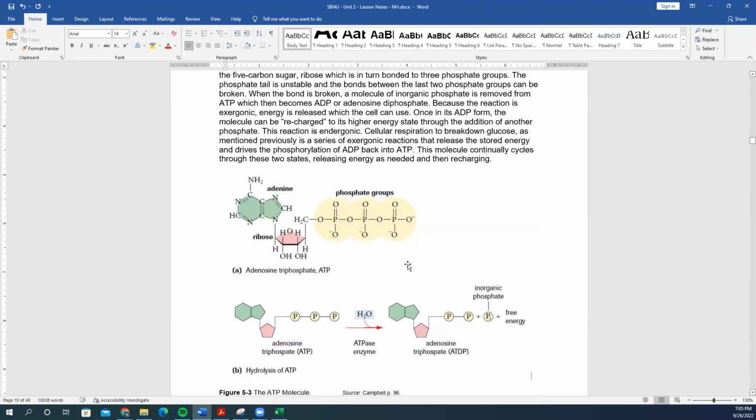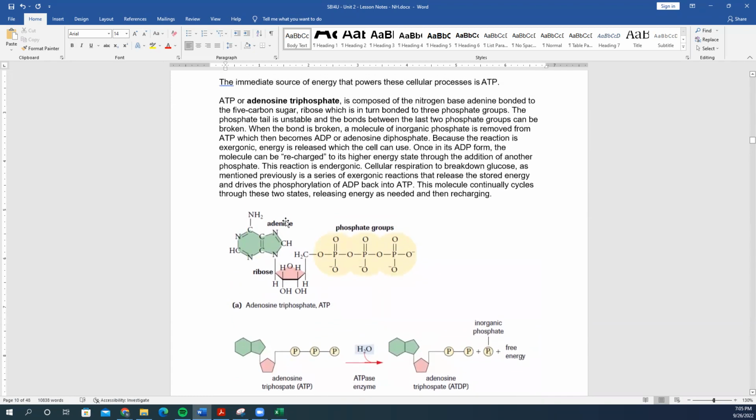Looks something like this, actually, if you want to look at its atomic makeup. And if you look at it closely, it is composed of a nitrogenous base that is bound to... and this nitrogenous base is adenine. This is a molecule of adenine, and it's a nitrogenous base. Look at all the nitrogens it has in there. This is adenine.